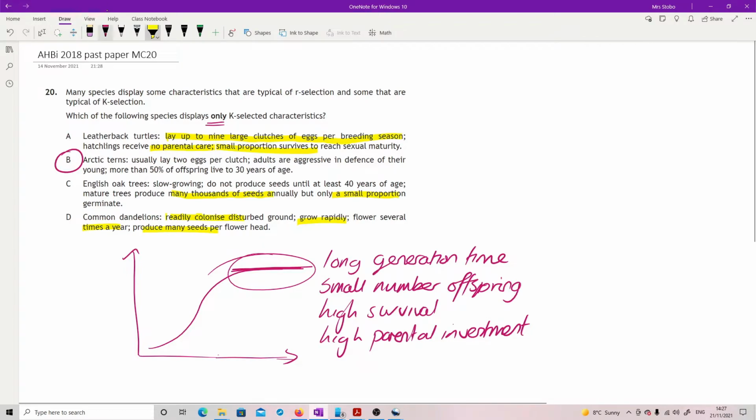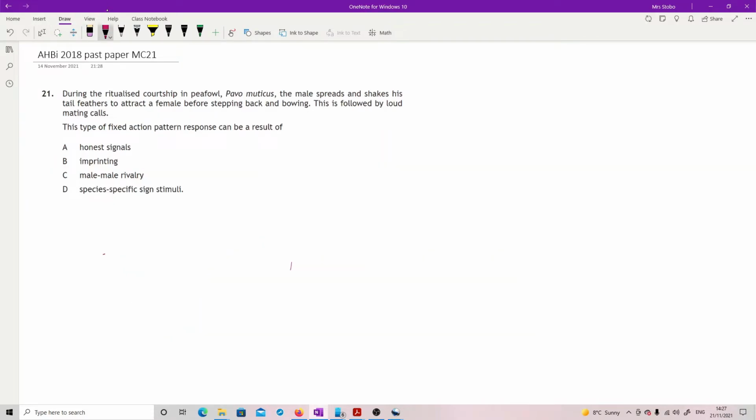So, B. During the ritualised courtship in peafowl, the male spreads and shakes his tail feathers to attract a female before stepping back and bowing. This is followed by loud mating calls. This type of fixed action pattern response can be a result of... So we're looking for how this works for the particular species.